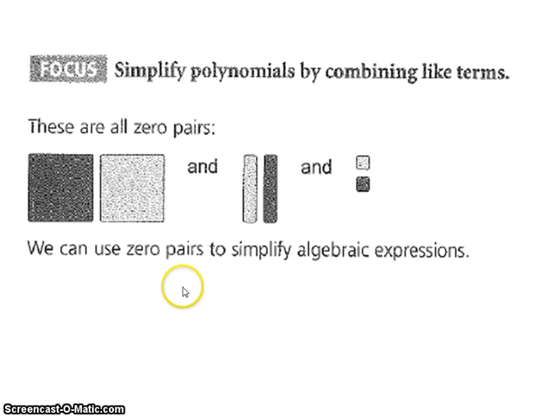Okay, and we can use zero pairs to simplify our expressions, meaning that if you have these added together, they would cancel each other out. Okay, so if you have one of these, it would cancel like this one, because these are essentially opposites. It's like having a positive one and a negative one.